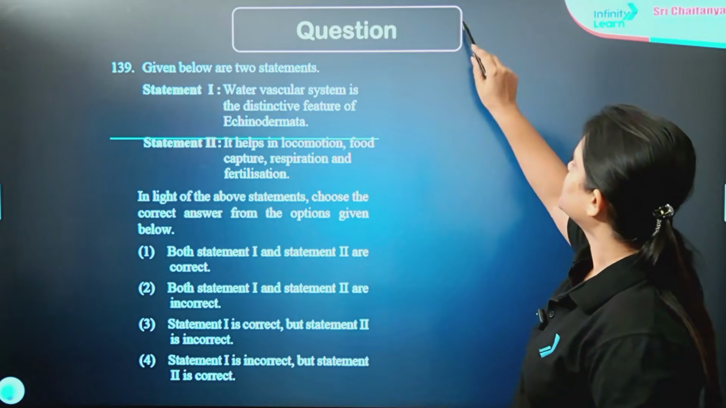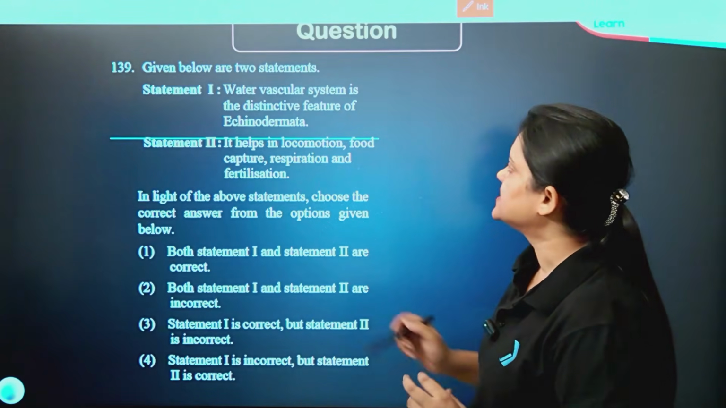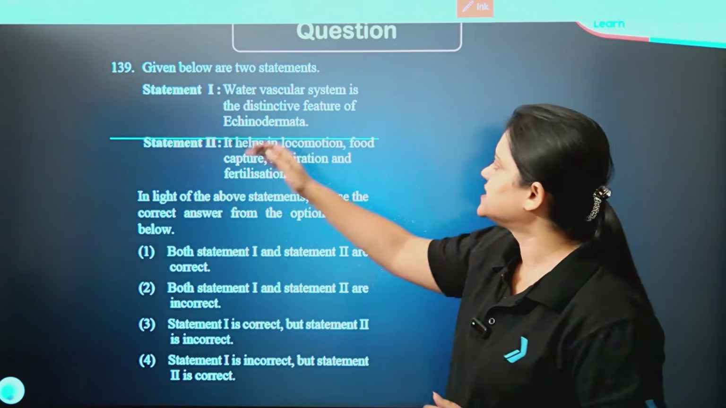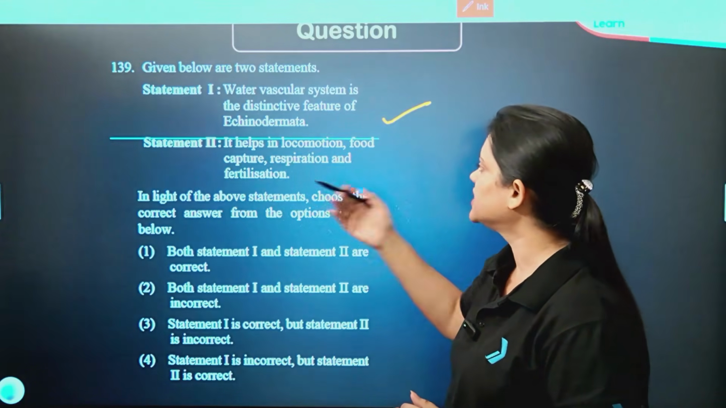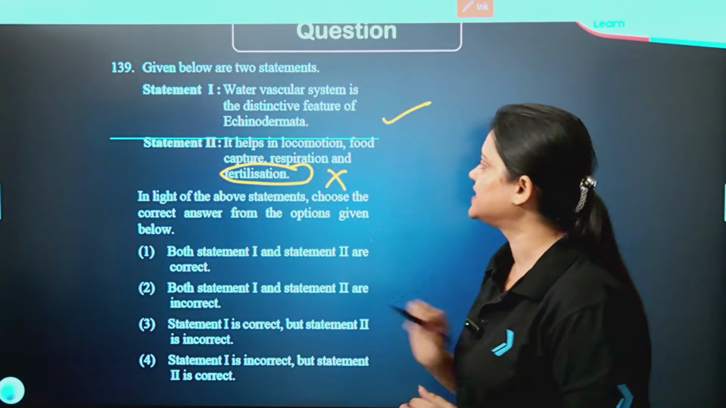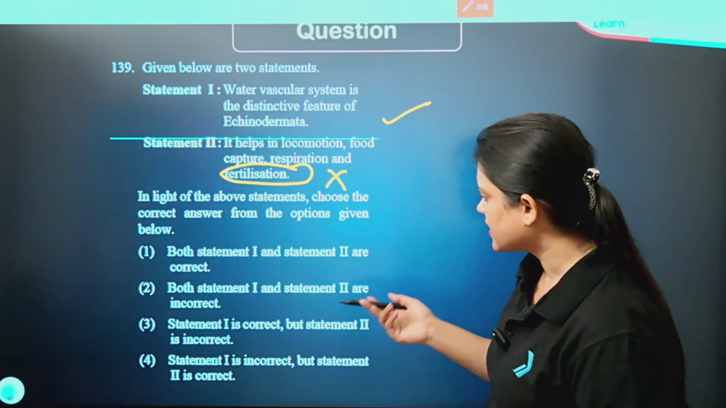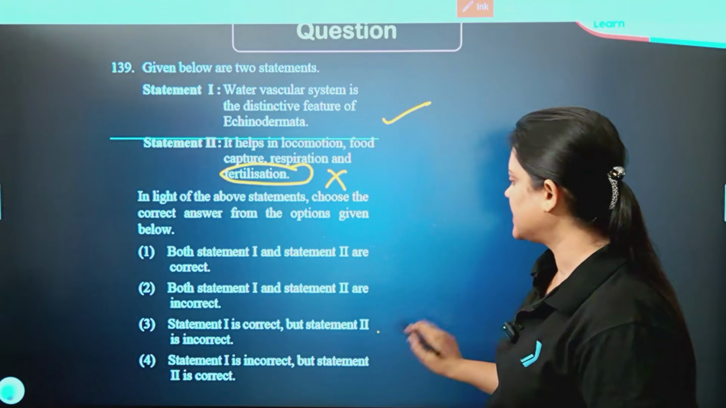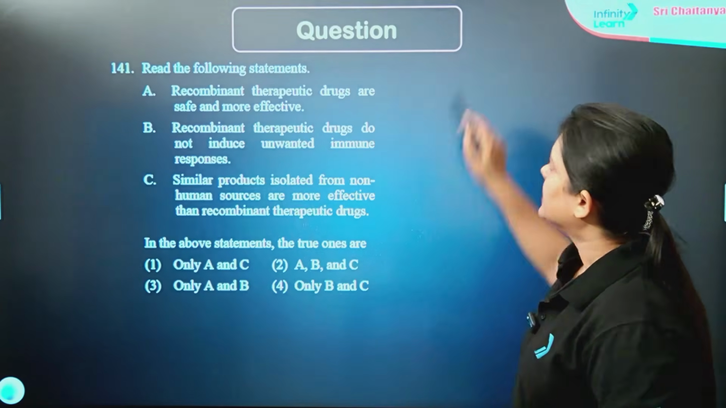Next. Again, one more statement based question. Statement 1 says the water vascular system is a distinctive feature of Echinodermata. That is true. It helps in locomotion, food capture and respiration. Yes, till here it was true, but not fertilization. So statement 1 is correct and statement 2 is incorrect. The answer here should be 3. Next question.